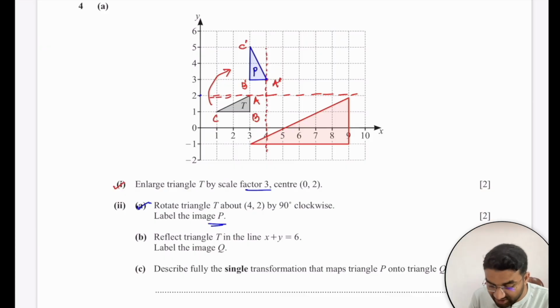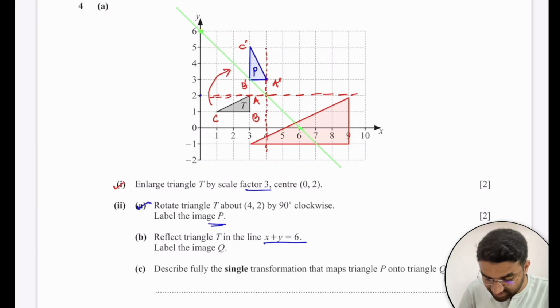Then next, reflect triangle T in x plus y is equal to 6. So x plus y is equal to 6. You can draw the line first of all. When x is equal to 0, y is equal to 6. Means the first point you will get here at 6. Fine, I will use green color. Then next, when y is equal to 0, x is equal to 6, here you will get 6. Fine, and connect this 6 and 6 line. So extend it a little bit so that you will get the idea. You have to reflect this T, right?